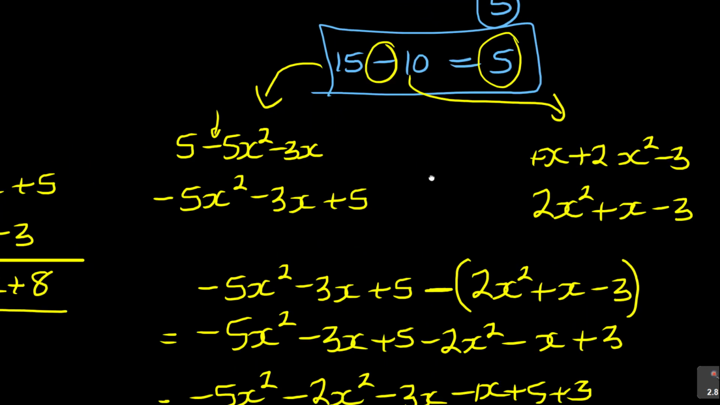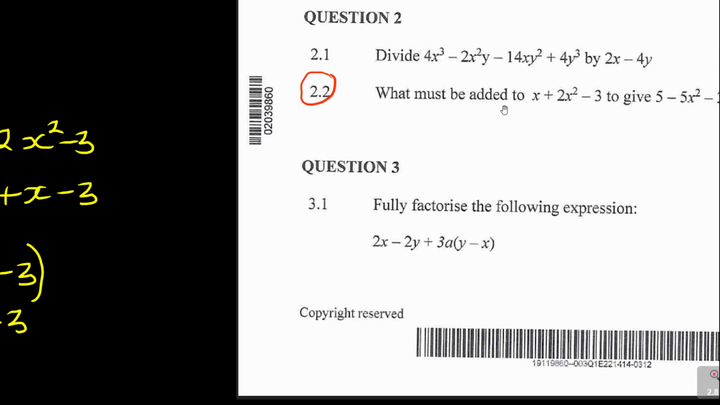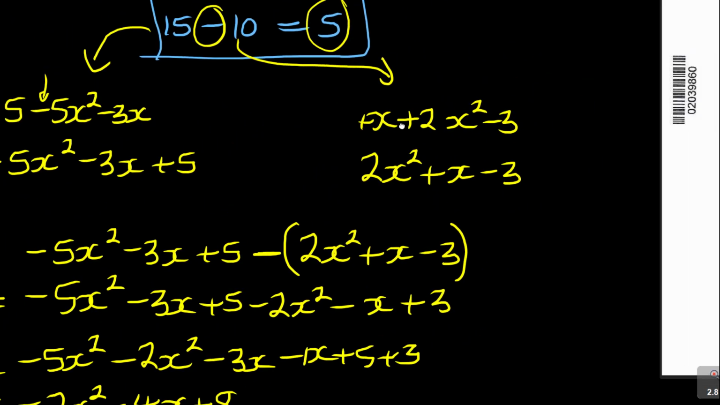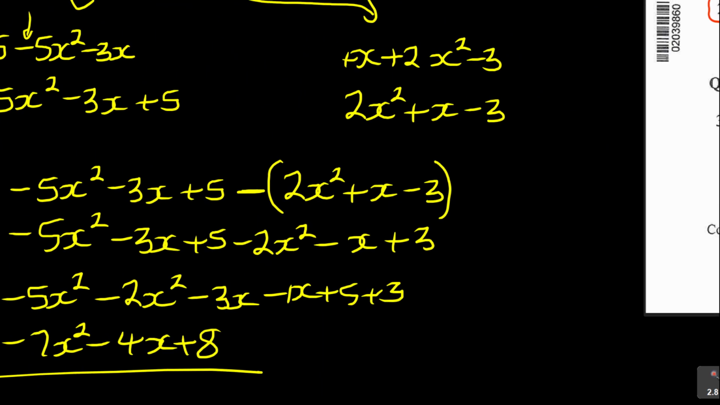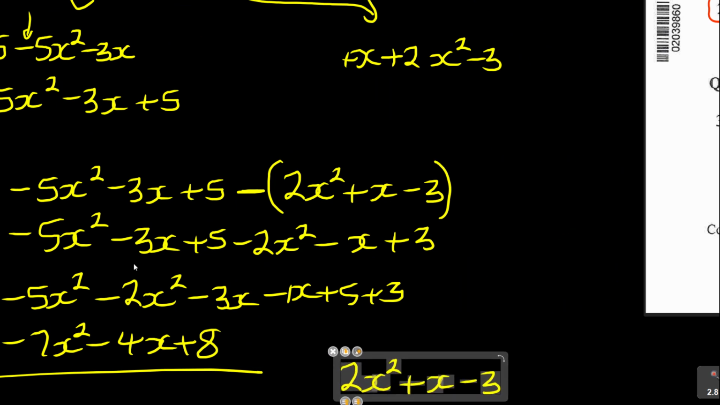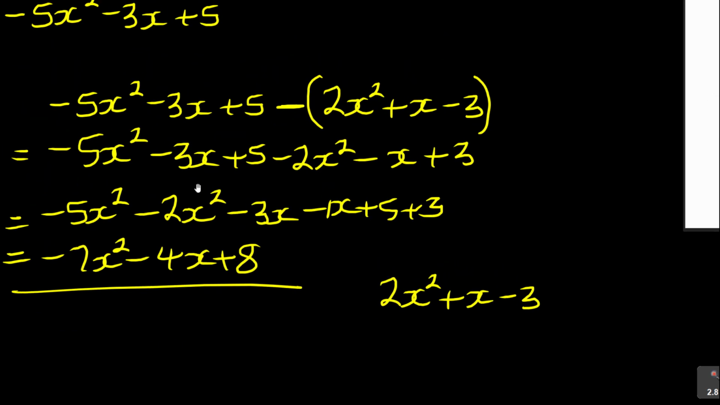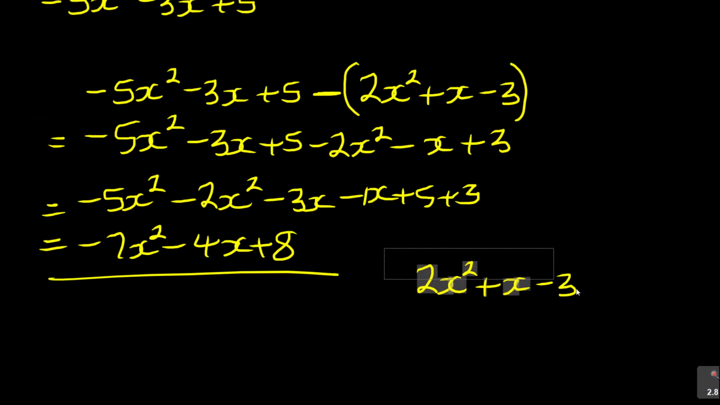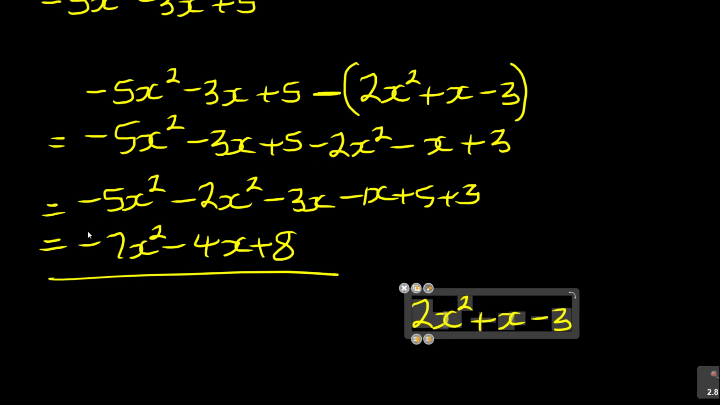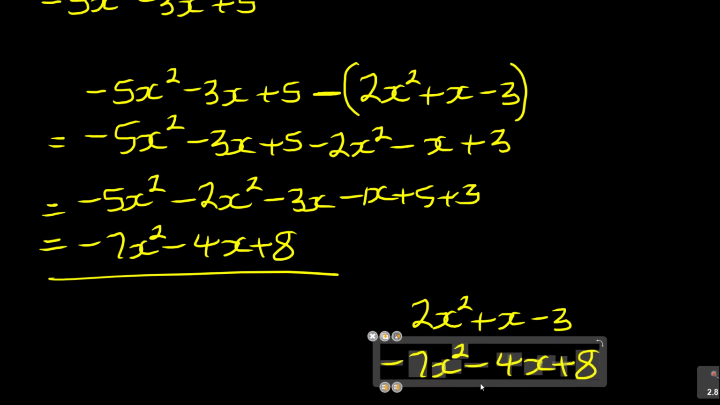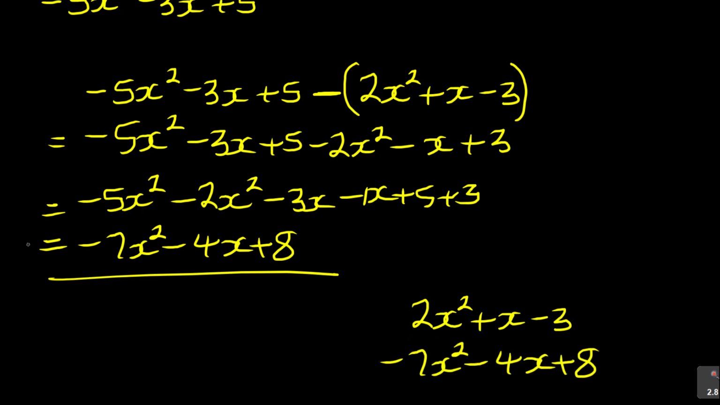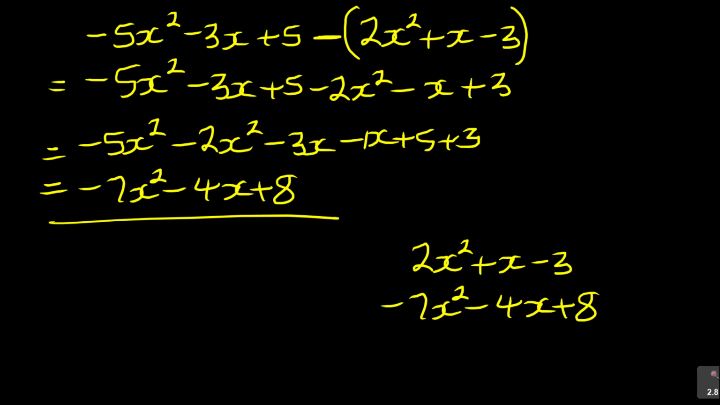Can we test this? Yes. The question was, what must be added to this to give this? So what must be added to this one? What we do is we take this one, this guy, take it down there. We take this guy, and with this guy, I'll do it here, we add this guy. Let's add this guy. Let's see what it gives us. It must give us this guy.